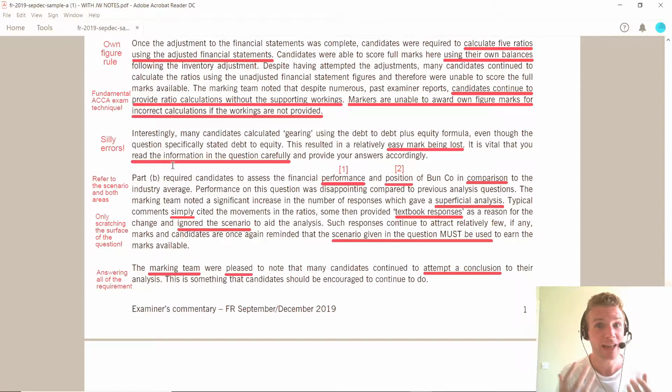Because as you can see on here, easy marks are being lost. Read the information carefully. Yes, this is a time-pressured exam, but I'd rather take that extra deep breath and thought process to go, right, I fully understand what they're asking for here. I've done my question analysis, and now I can approach this 10 times better as a result, and I'm going to pick up on those easy gimme marks that are going to get me closer to that 50 threshold.